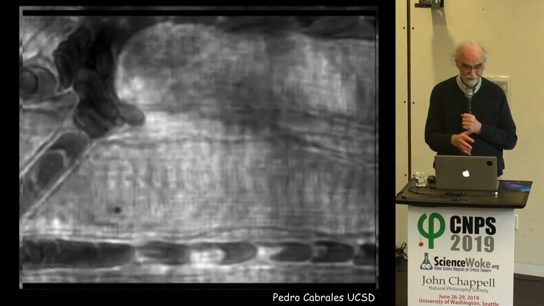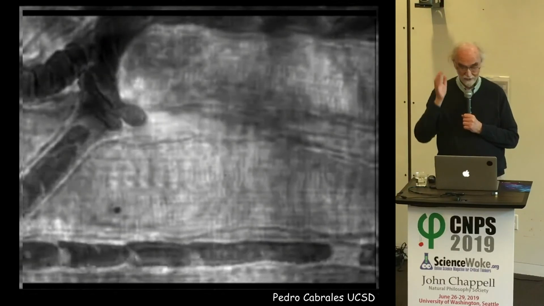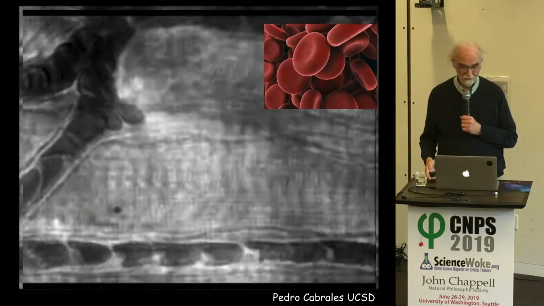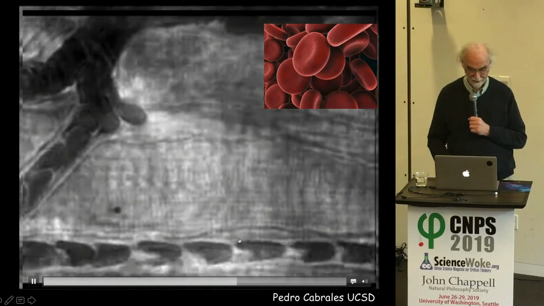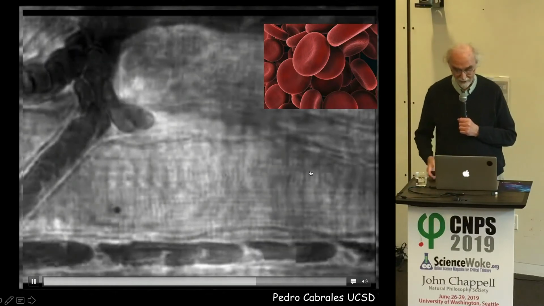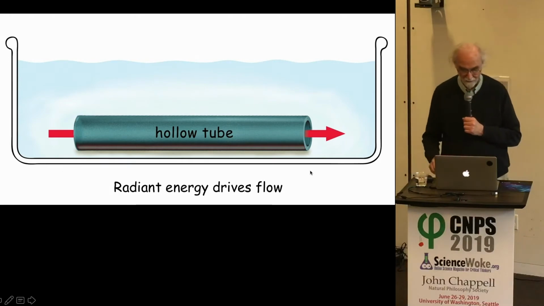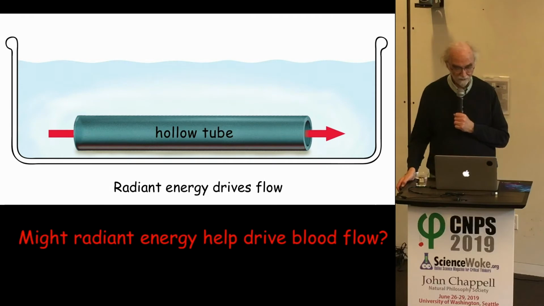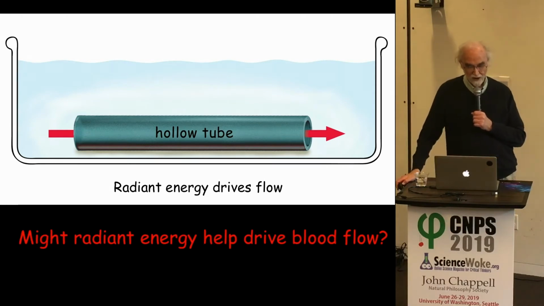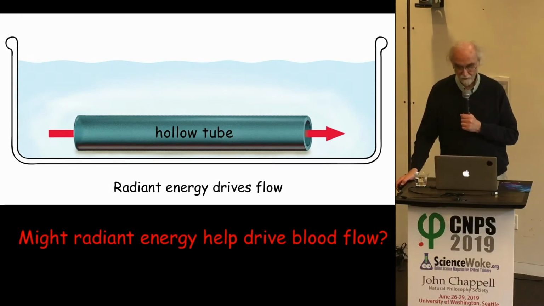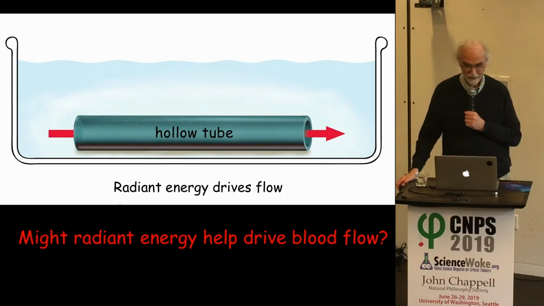So it seems that some other mechanism needs to be. We know the red blood cells are supposed to look like this, but they don't look like that. So I thought immediately, we have an experiment, and the one that I just showed, hollow tube, radiant energy drives flow. And the question is, might radiant energy help to drive blood flow?